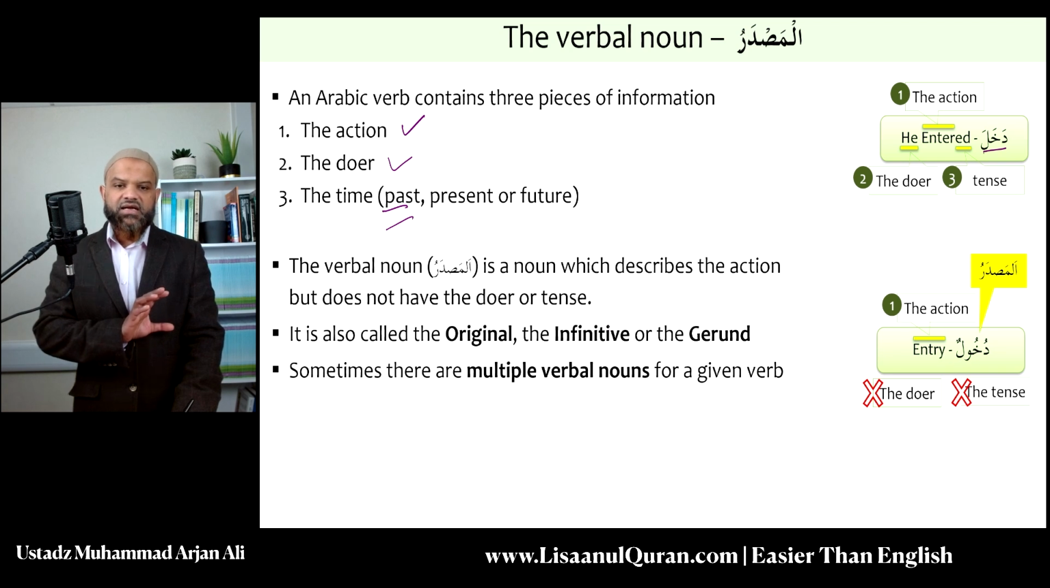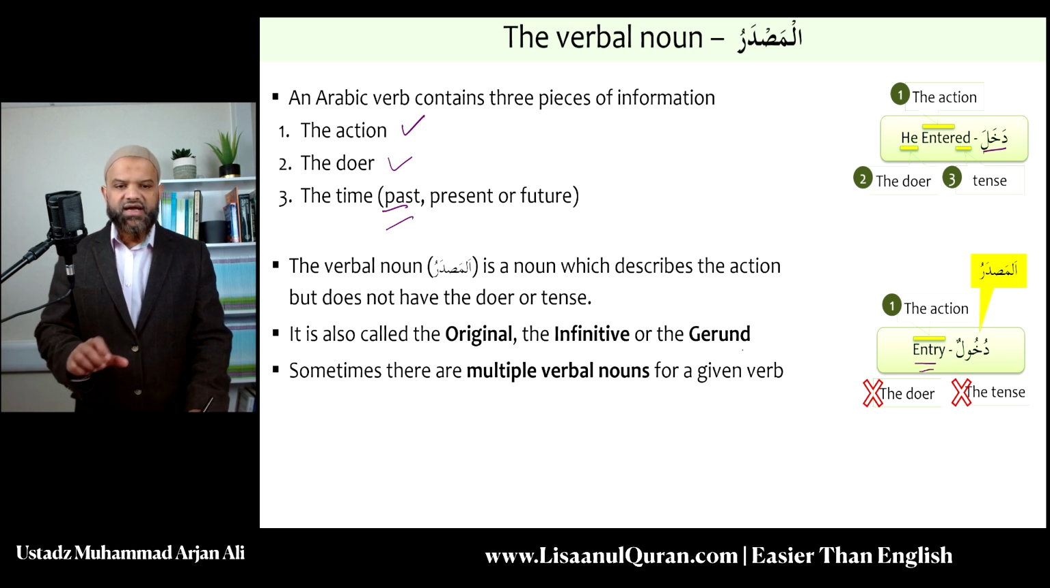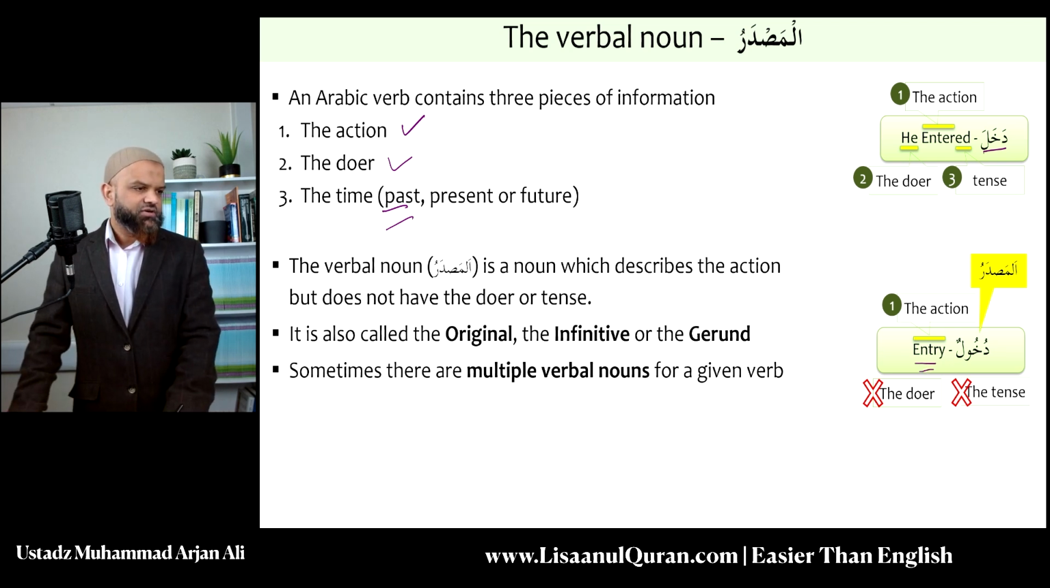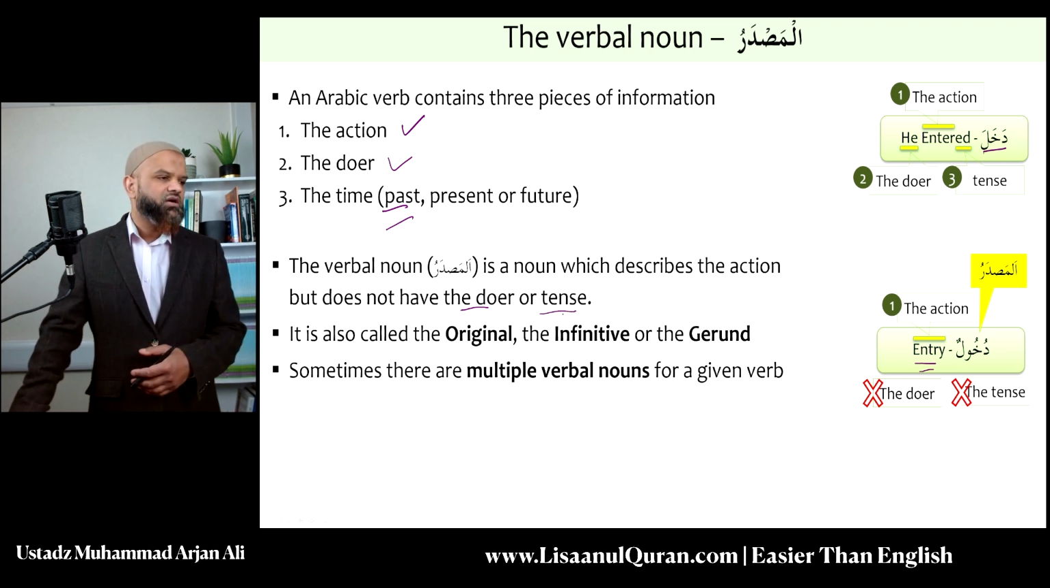Masdar, on the other hand, for example, means dukhulun, entry. So you can see from the entry here, dukhulun, entry, it is the verbal noun. Masdar is a noun which describes the action but, please make sure, does not have a doer or tense. There is no implied doer within the word or tense.